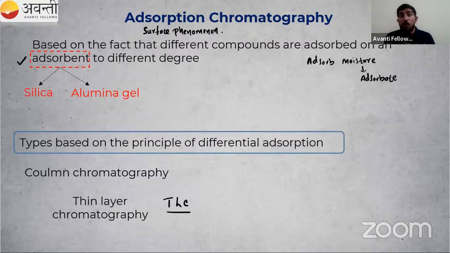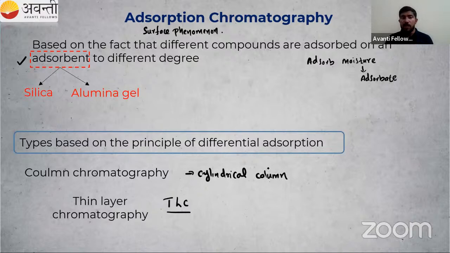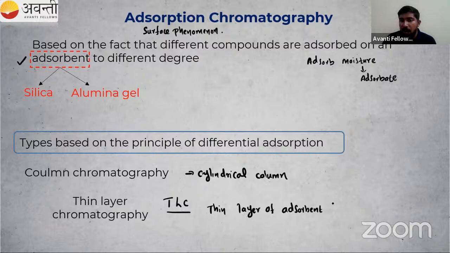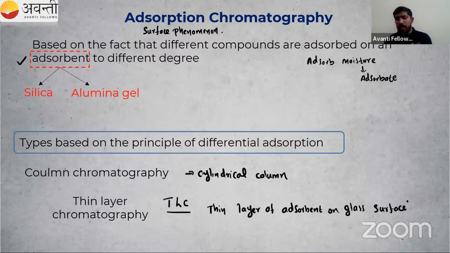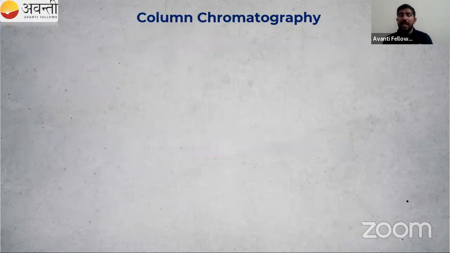What is this thin layer? What is this column? A cylindrical column is used in column chromatography, so that is why it is known as column chromatography. In thin layer chromatography, what is used? There is a thin layer of adsorbent on a glass surface. That is why it is known as thin layer chromatography. So that is about adsorption chromatography. There are two types, column chromatography as well as thin layer chromatography.